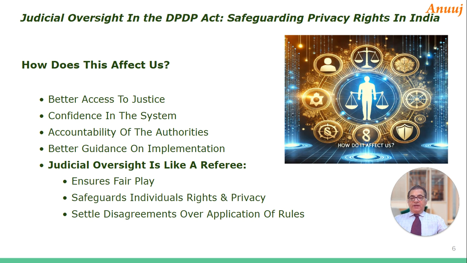The judiciary can also settle disagreements over application of the rules. Detailed rules are yet awaited, but then the judiciary can intervene and ensure that the rules and the laws for the Act provisions are properly and correctly implemented. So that's about judicial oversight.